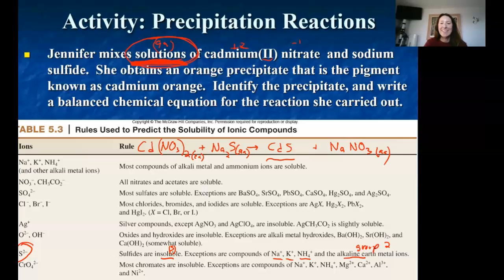That's supposed to say group. So that for cadmium is none of those things. So this must be our solid, right? So cadmium must be our solid. So very good. I see lots of those that come through.